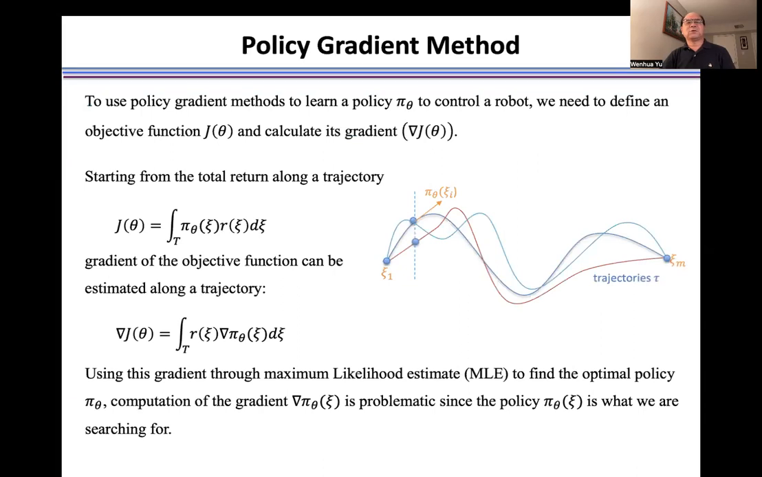Let's start from the total return along a trajectory, which can be expressed as an integral. Here, pi is the policy, theta is the policy parameters, and r is the reward. So the gradient of the objective function can be estimated along a trajectory. Because r is not a function of the parameters theta, we can move it out of this gradient operator.